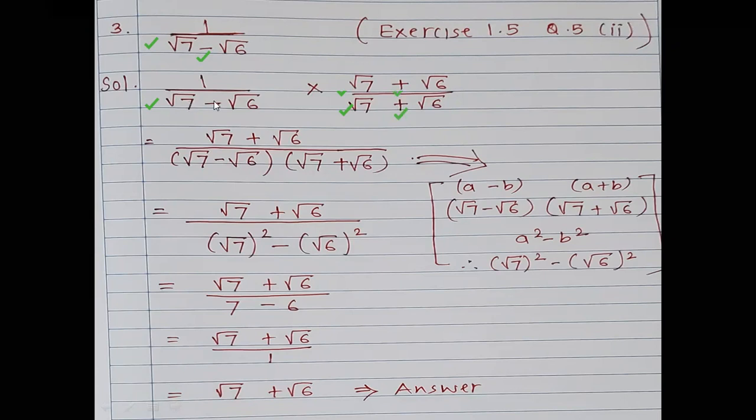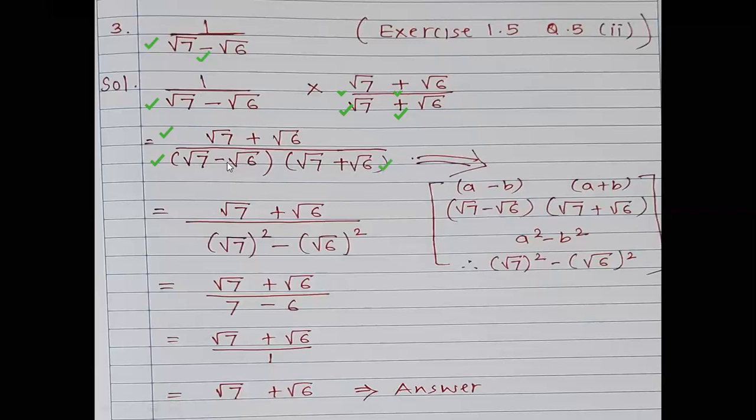So root 7 minus root 6 is the denominator of the question. We multiply the numerator and the denominator with root 7 plus root 6. So what do we get over here? In the numerator, 1 gets multiplied with root 7 plus root 6 and the number remains the same. In the denominator, what we have is root 7 minus root 6 of the first number and root 7 plus root 6 of the second number.